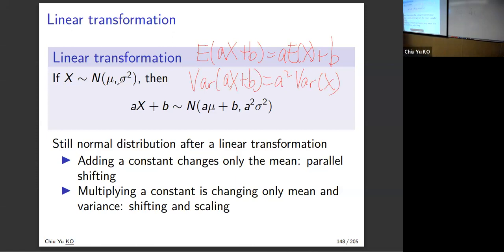When the bell is the thing, ax plus b is also a bell. So this is something that is not true in general. If you have a binomial, times a plus b is not binomial, right? Because binomial must be from 0 to n. Plus b is no longer binomial anymore. So this idea that you add and multiply and it remains the same is unusual.